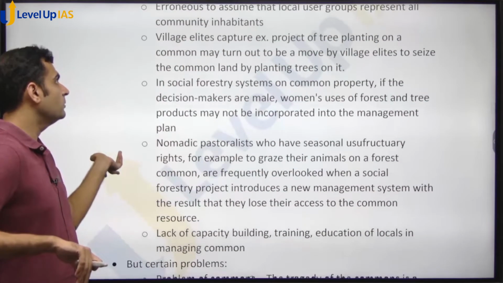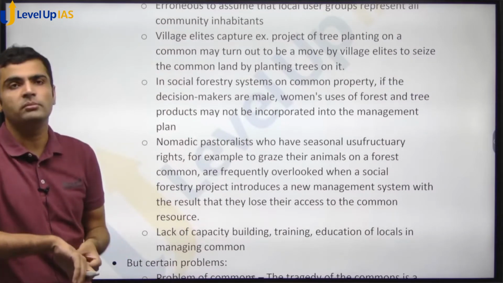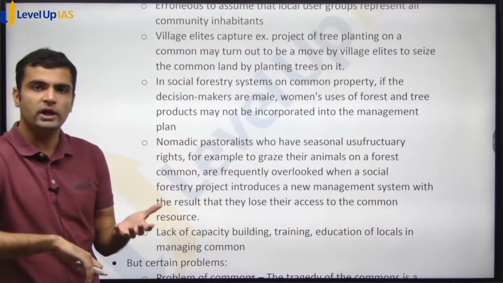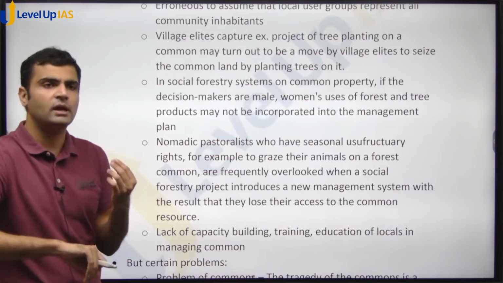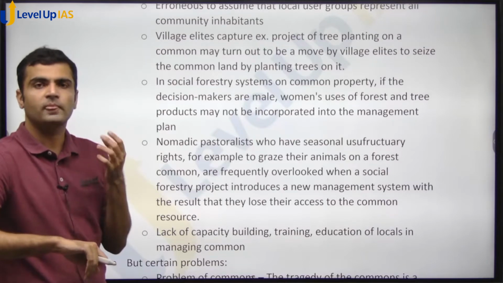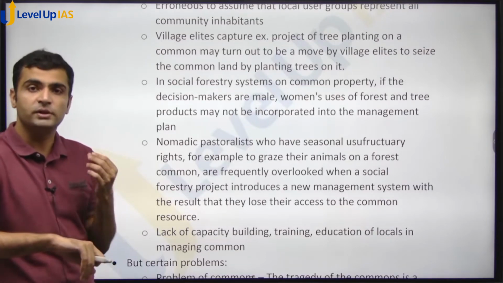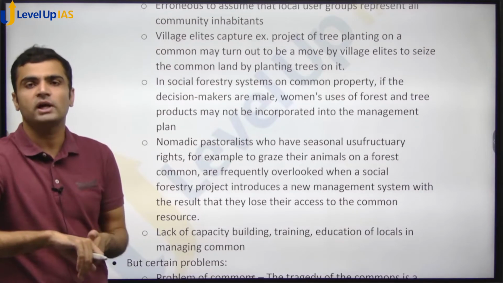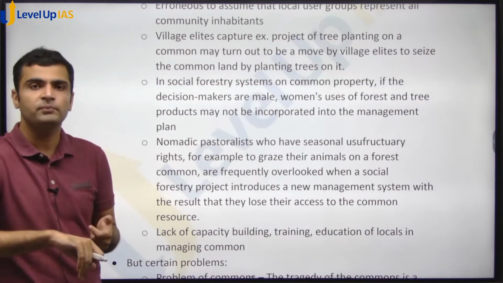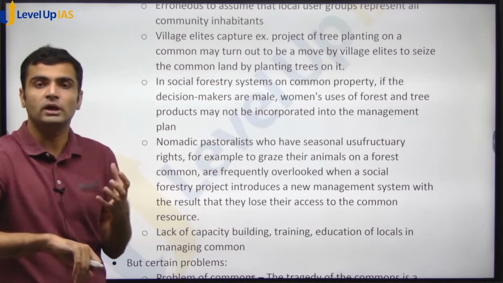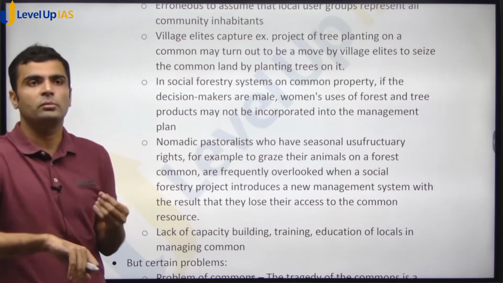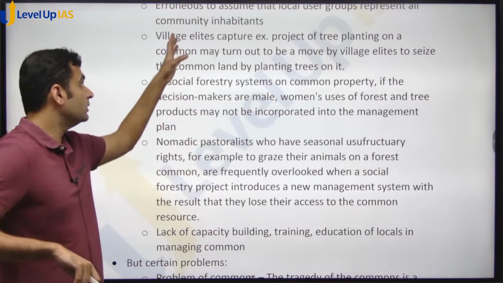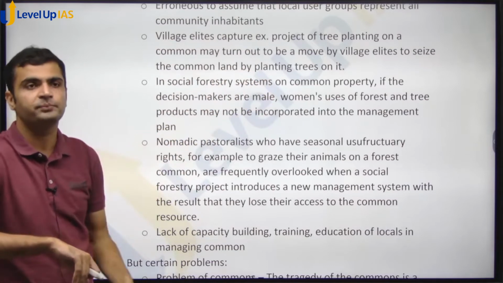What could be another problem? Village elite capture. That is the problem everywhere. When you talk about local governance as well, in PRIs we study elite capturing of local bodies, or in the PESA Act we study. In the PESA Act as well, this is one of the criticisms, that there is local elite capture or capturing by dominant people that are there locally. That is what happens in this kind of resources as well.